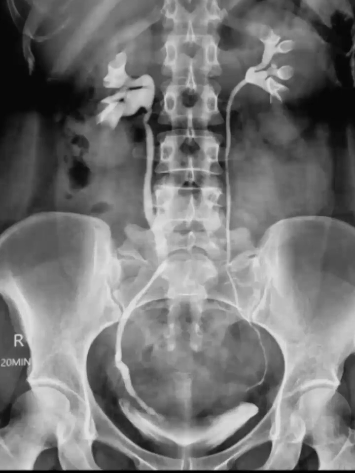Yes, you are right that it can be at the VUJ. Sometimes there are two stones, and one can be at the pelvic brim level. I can see that something looks like a problem here. Above it, the ureter is much more dilated compared to the lower ureter. But if you compare right and left, the whole ureter looks dilated compared to the left side. Okay, thank you.